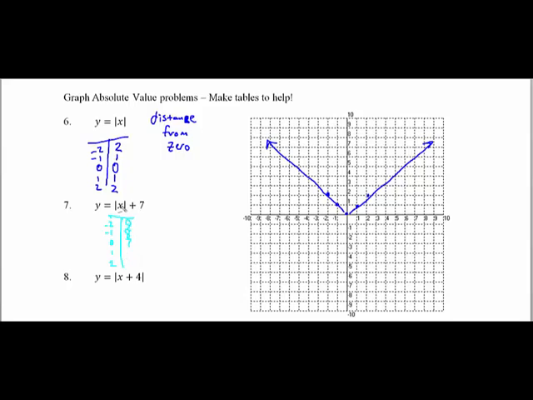Plugging a 1 in there, 1 stays positive, so 1 plus 7 is back to 8, and 2 plus 7 is up to 9. So here I have my points of -2, 9; -1, 8; 0, 7; 1, 8; and 2, 9. There is my beautiful V, and that V shows you that this was a vertical shift of 7. We're going to see horizontal and vertical shifts in the next section, after, I believe, section 5 that we're going to be looking at in this chapter.